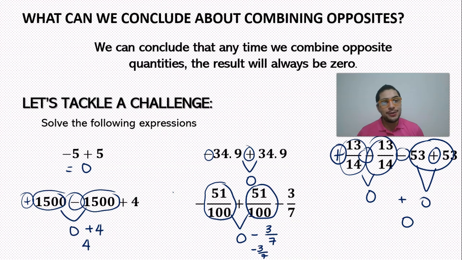So again, guys, whenever we have two numbers and they're opposite and we're combining them or adding them, the net change is going to be 0. And whatever you have next to them is going to make the difference between 0 and that number.